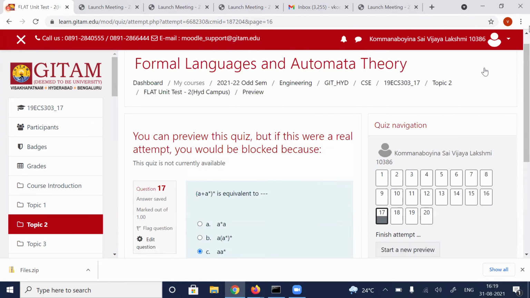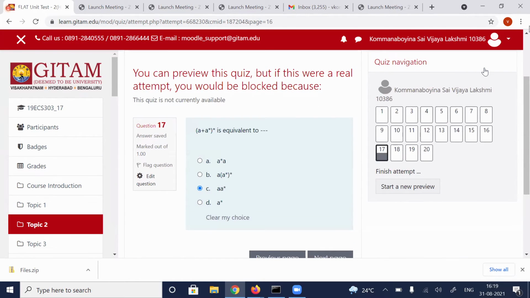Next, what is 17? A plus A star whole star, which is equal to? Simply, it is A star. R1 plus R2 whole star is equal to R2 star R1 star. R2 star means A star whole star, which is A star only. Next, R1 star means again A star. A star into A star, it is option D.